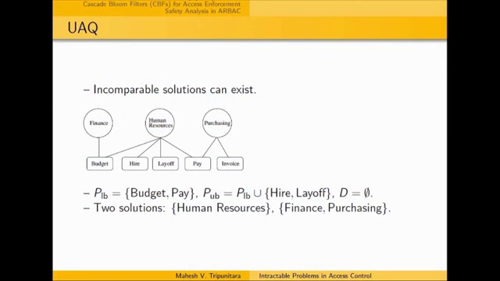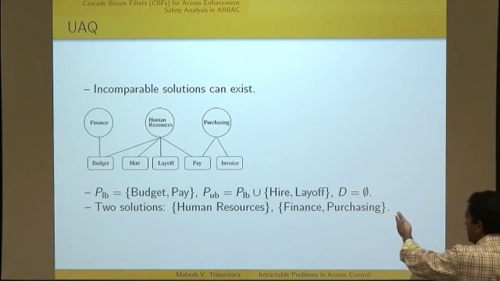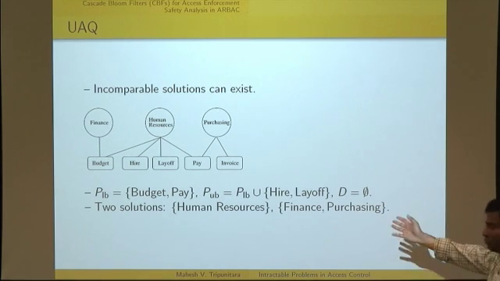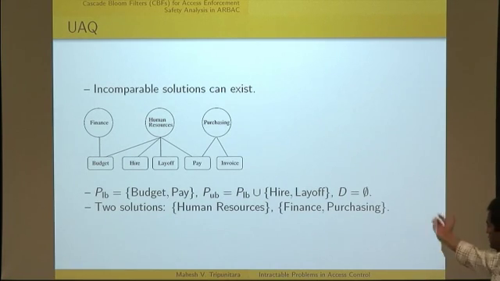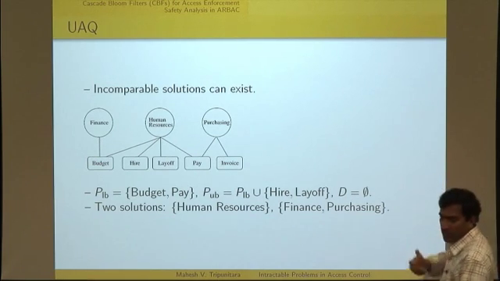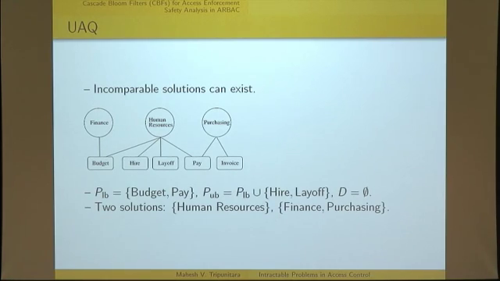So this is a simple example. If the lower bound set is budget and pay, and the upper bound set, which is a superset, includes the hire and layoff, and we have no constraints, then we have two optimal solutions depending on our optimization objective. If we want to minimize the number of roles, then we should pick human resources, but that yields 2 extra permissions. But if we want to minimize the number of extra permissions, then we should pick those 2 roles, but that gives us 2 roles. So we end up with the Pareto front. What we say in the paper is that we could explore the Pareto front, or we could just prioritize one of those objectives over the other.